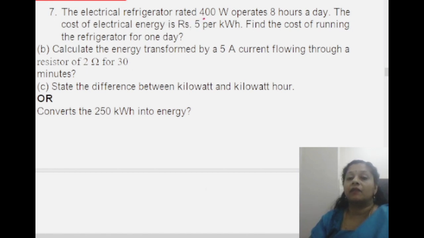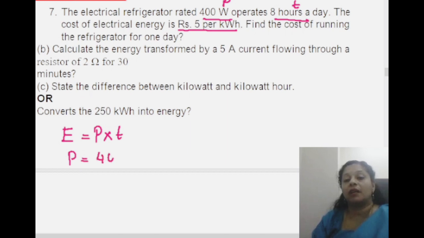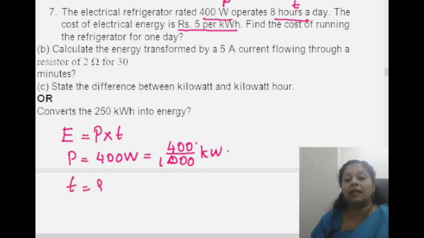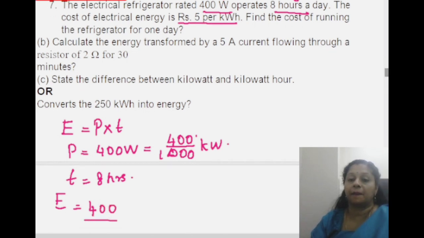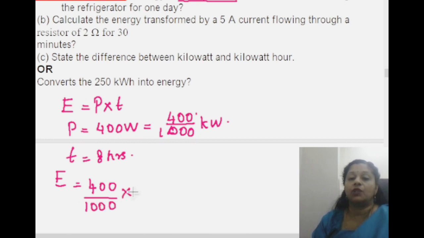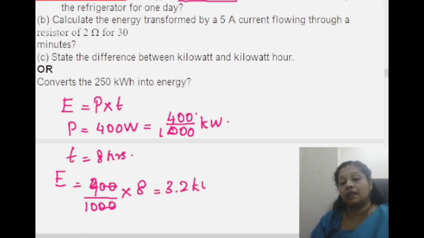An electrical refrigerator rated 400 watts operates 8 hours a day. The cost of electrical energy is rupees 5 per kilowatt hour. Find the cost of running the refrigerator for 1 day. Here again energy we are supposed to find out, which is P into T. What is power? 400 watts. Immediately you have to convert it into kilowatt, because in domestic circuits we use only kilowatt. So 400 by 1000 kilowatt. Time in hours, 8 hours. So energy is equal to 400 by 1000 into 8, so we will get 32 by 10, 3.2 kilowatt hour.